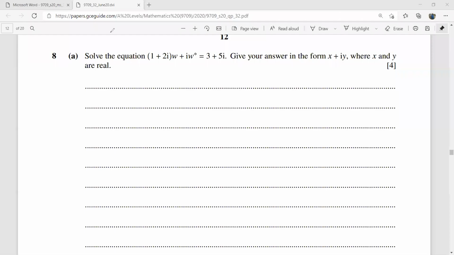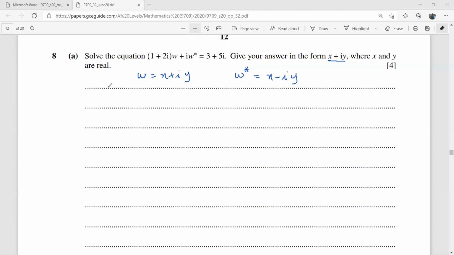Okay, we are on to the eighth question of this June 2020 paper 3-2. It says solve the equation, and give your answer in the form given. So I'm going to take this as a clue for me to solve this equation. If we keep this w as x plus iota y, then the conjugate of w is going to be x minus iota y.